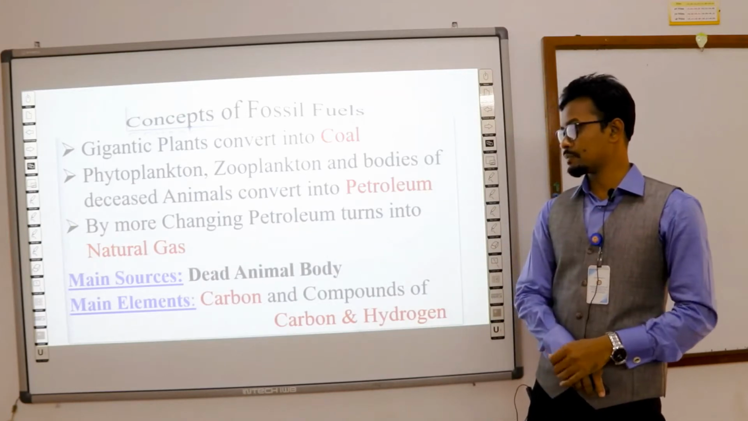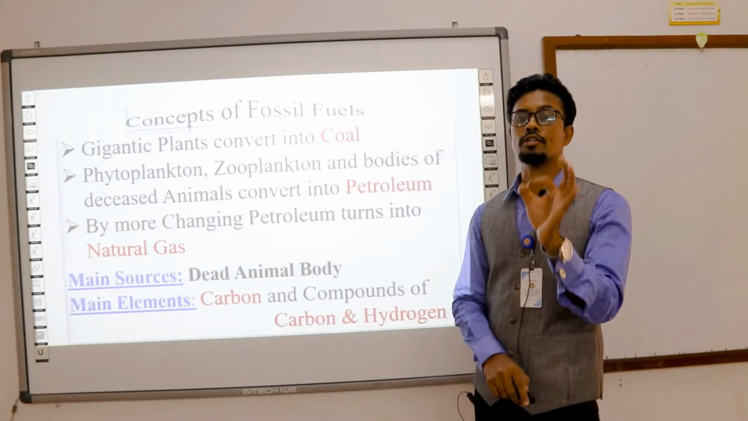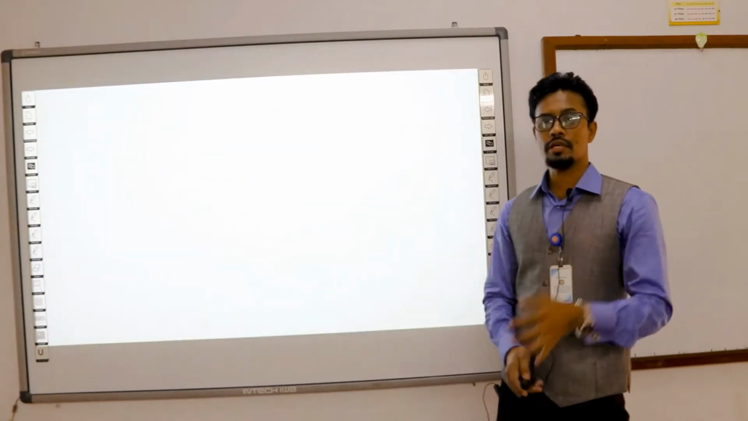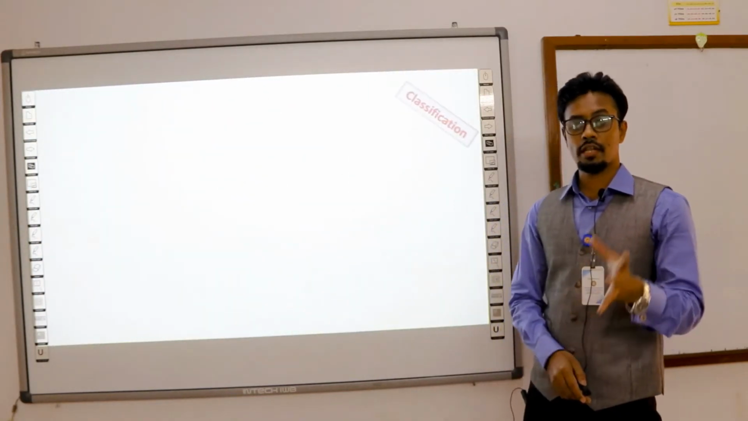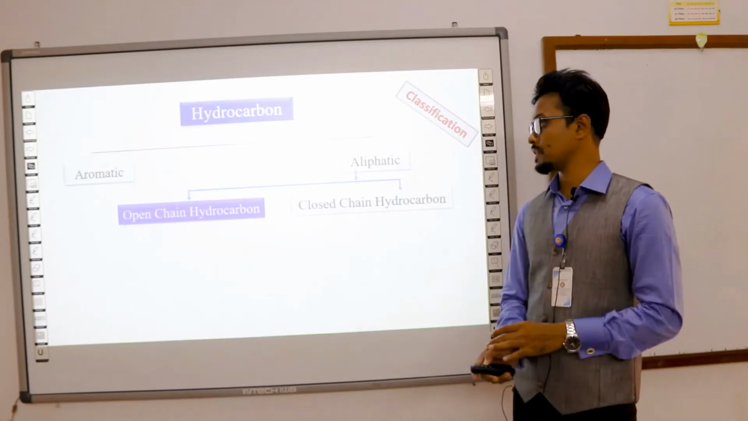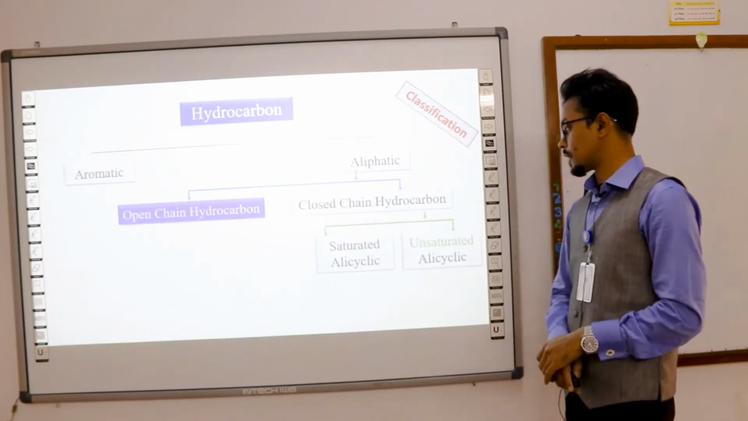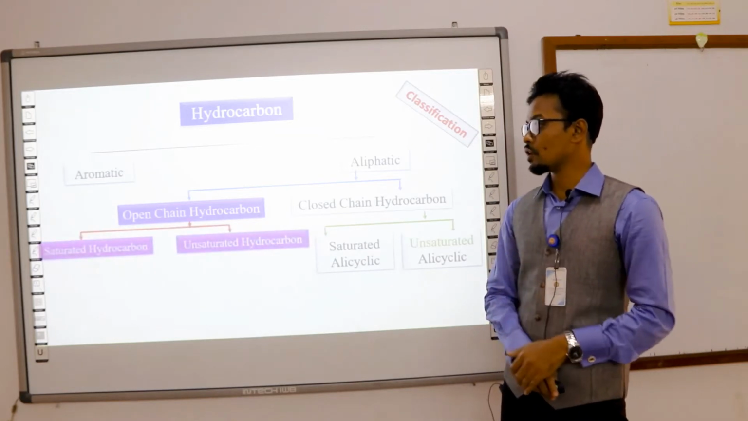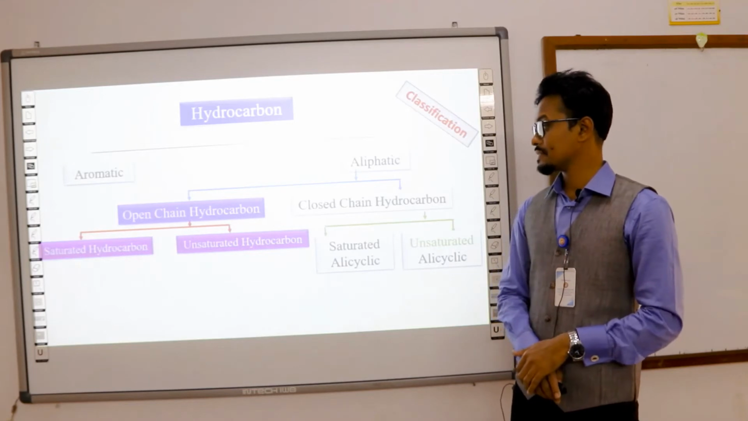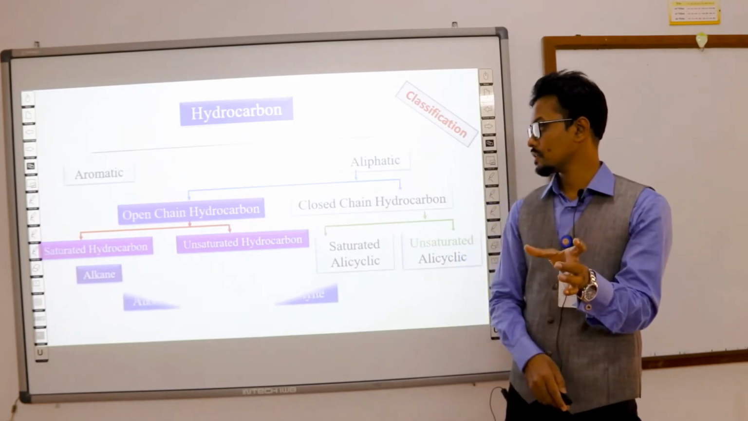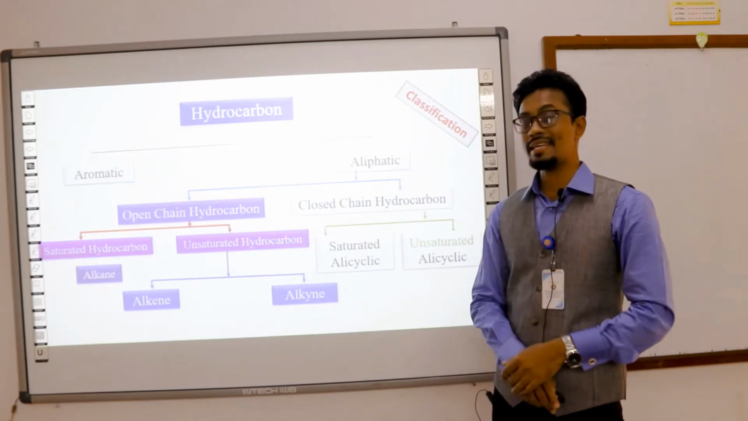So the main source is dead animal bodies, and the main elements of fossil fuel are carbon and compounds of carbon like hydrocarbon. So I start with hydrocarbons. What are the classifications of hydrocarbon? Mainly two types, aromatic and aliphatic. Aliphatic again are of two types, open chain hydrocarbon and closed chain hydrocarbon. Closed chain hydrocarbon is of two types, saturated alicyclic and unsaturated alicyclic. Open chain is also two types, saturated hydrocarbon and unsaturated hydrocarbon. Saturated hydrocarbon is also called alkane. Unsaturated hydrocarbon are of two types, alkene and alkyne.